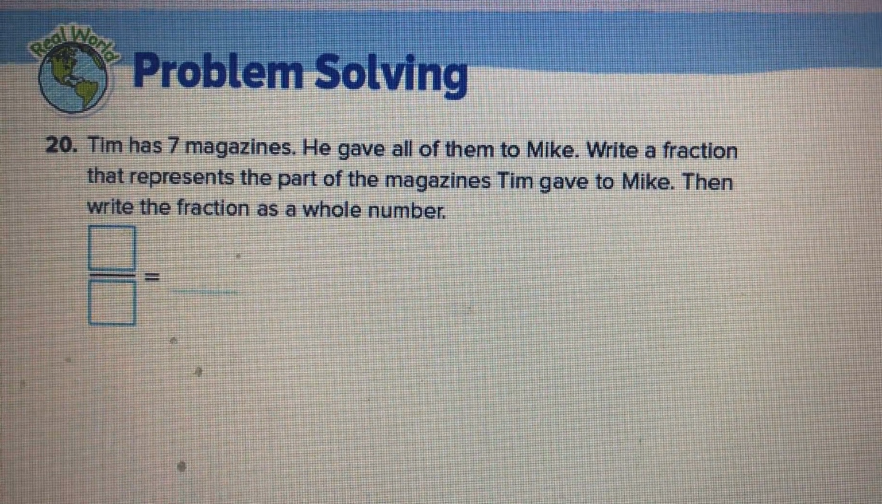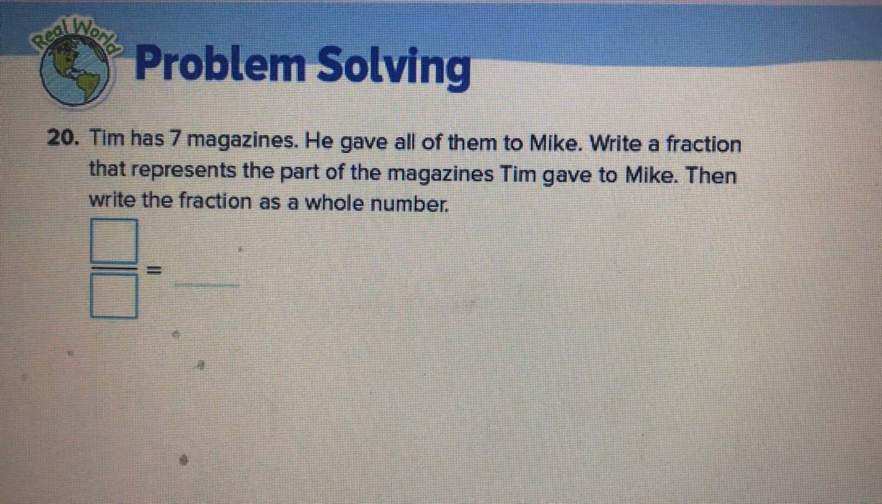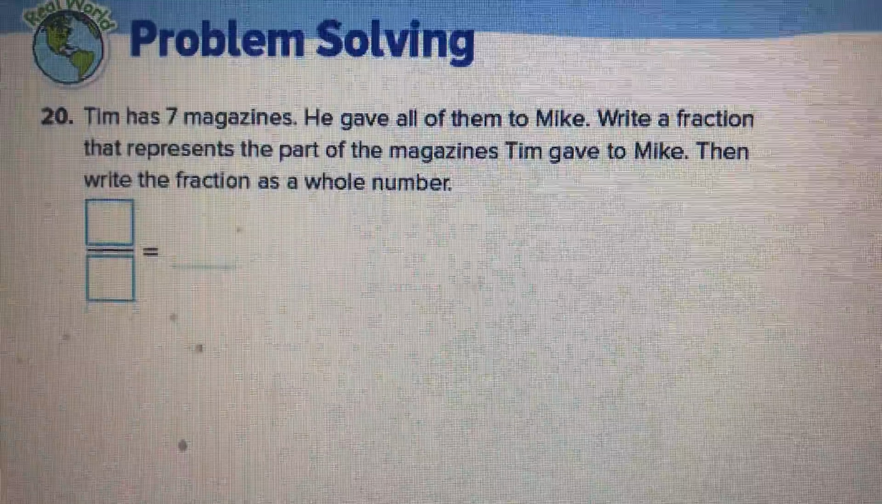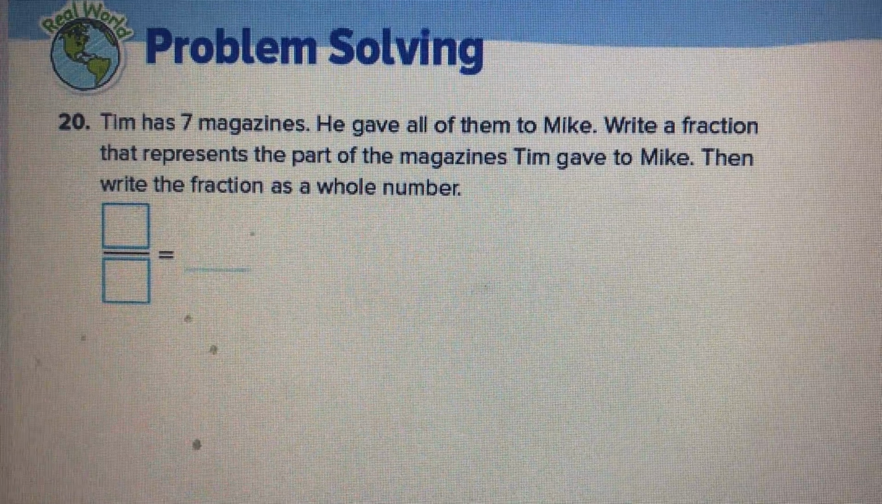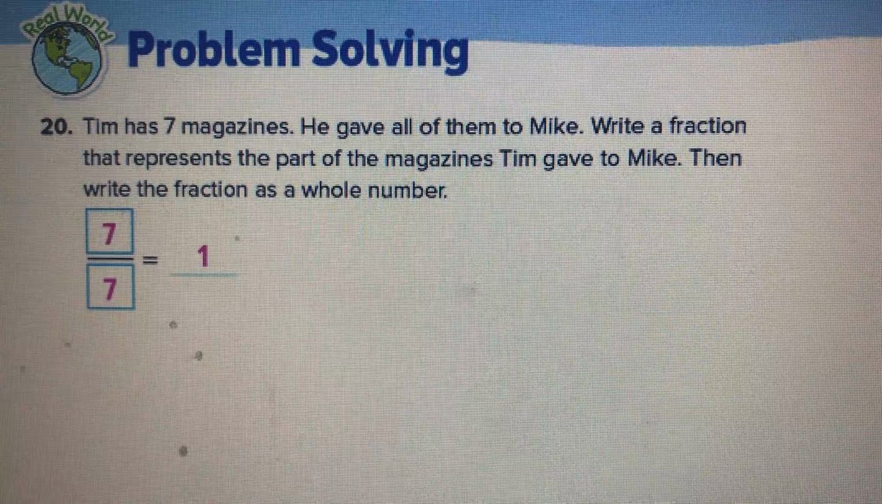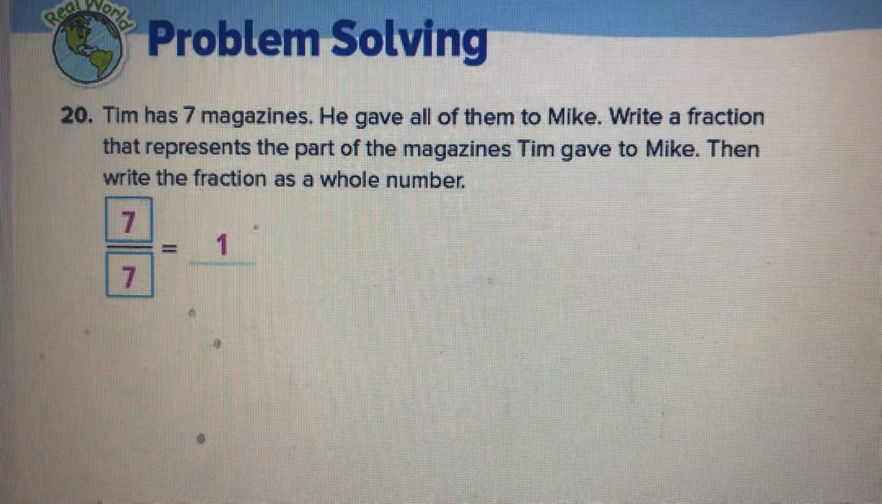Okay, Tim has 7 magazines. He gave all of them to Mike. Write a fraction that represents the part of the magazines Tim gave to Mike. Then write the fraction as a whole number. He has 7. He gave all of them to Mike. So what would we say? 7 over 7. Then write the fraction as a whole number. 1 whole number.